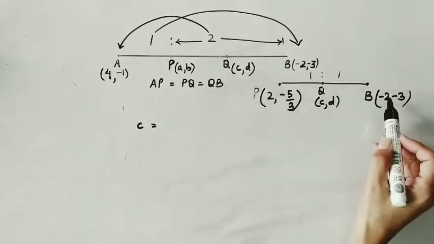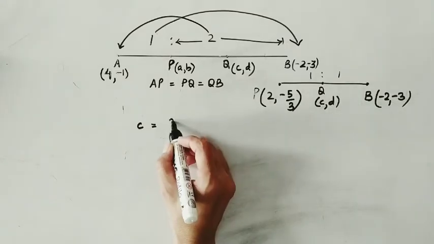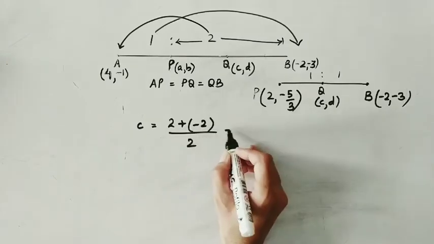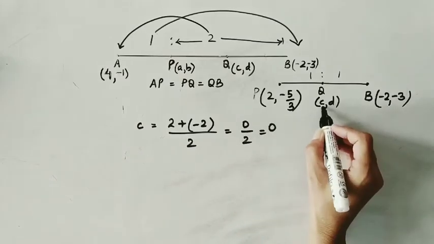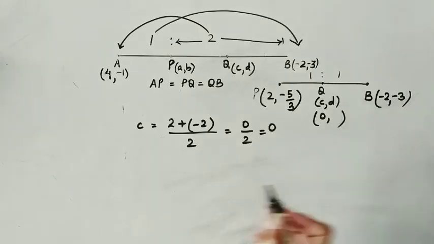2 added to this 2. Remember, x1 plus x2 divided by 2, which makes it 0 by 2, and hence it's 0. So C is 0. D we are looking for.